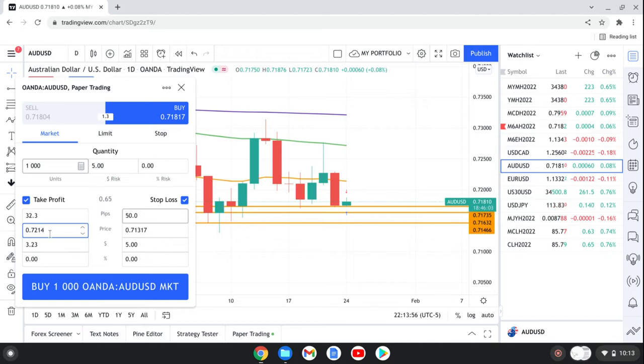So I already have the ticket created for the take profit. We're buying it at the current market price, so I'm not worrying about anything else. I'm going to buy it at this current price, so I don't need to change anything.